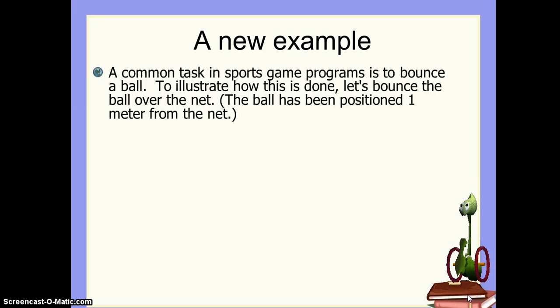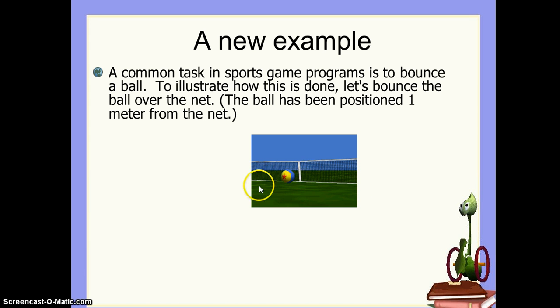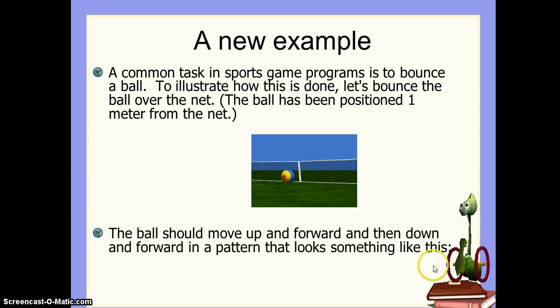So here's a new example in case you were ready to be done with the robots and the snow people. We're going to talk about bouncing a ball, and putting a ball over the net. So Paige, this one's for you. We're going to say that the ball has been positioned 1 meter from the net, and the ball's going to go up and forward and then down, in a pattern that looks like that. Okay, not very complicated, or so you think.